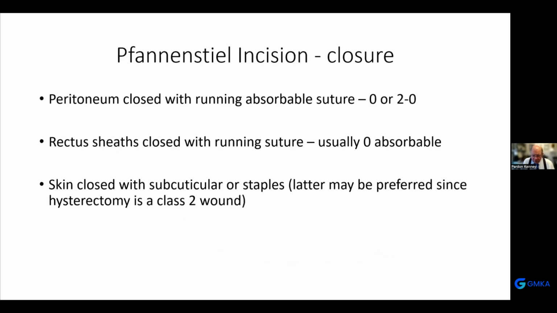Closure is pretty much straightforward. As I talked about earlier, the rectus sheaths are closed with a running suture, usually an O absorbable suture, and then the skin can be closed either way. Remember that hysterectomy is what we would call a class 2 wound. You're entering into an infected space, so there is always a potential for wound infection, as there is in any other wound. So I tend to use staples in this setting, but I don't do a lot of hysterectomies anymore. I haven't in years. Gynecologists have their own choices.